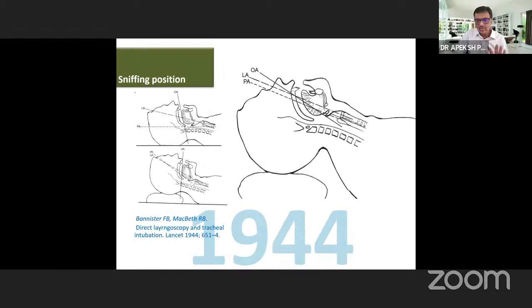And in 1944, Bannister and Macbeth gave the three axis alignment theory. They stated that flexion of the cervical spine and extension of the atlanto-occipital joint align the oral, pharyngeal and laryngeal axes, and that's the reason we are able to get the optimal laryngeal view. This was not a proven thing; still, it's not a proven thing. It's a hypothesis. They explained how the three axes align and provide the laryngeal view.